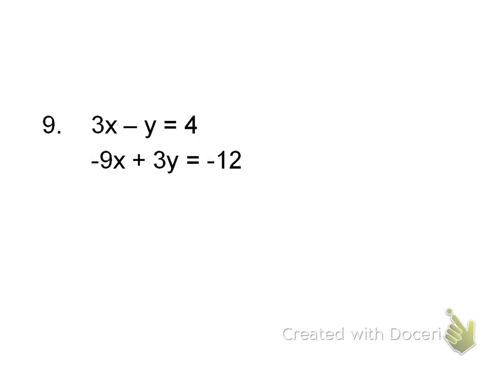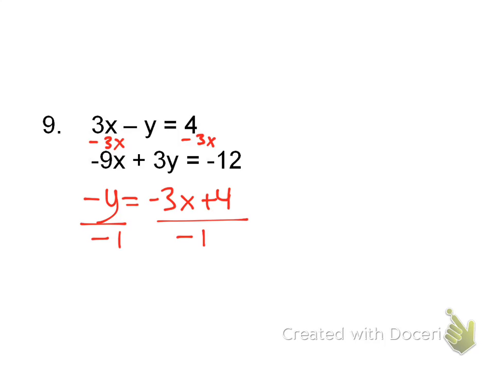All right. Here's number 9. I know, tricked you guys. True. All right. How do I start this? Yeah, let's get that top y by itself. So I'm going to subtract 3x. So I'm going to have negative y equals negative 3x plus 4. Change all your signs. So 3x minus 4.